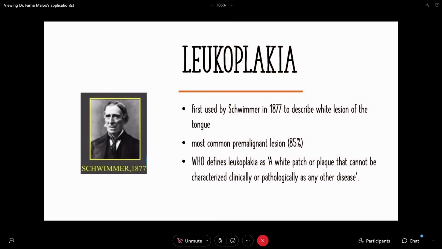What is leukoplakia? Leukoplakia is the term which was first used by Schwimmer in 1877. He used it to describe a white lesion of the tongue. Leukoplakia is the most common pre-malignant lesion, constituting 85% of the cases. WHO has defined leukoplakia as a whitish plaque that cannot be characterized clinically or pathologically as any other disease.